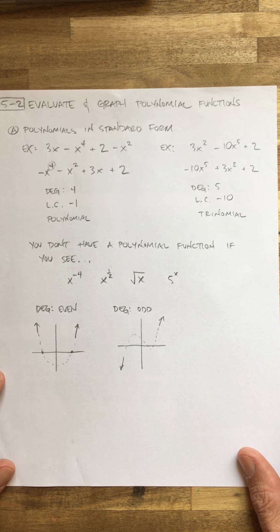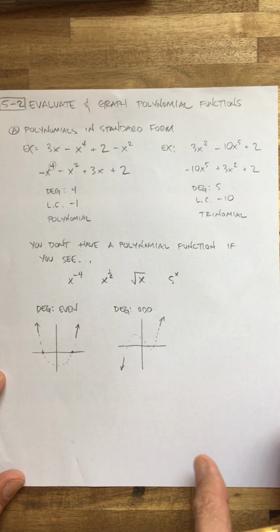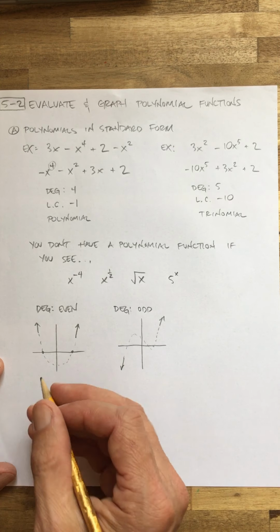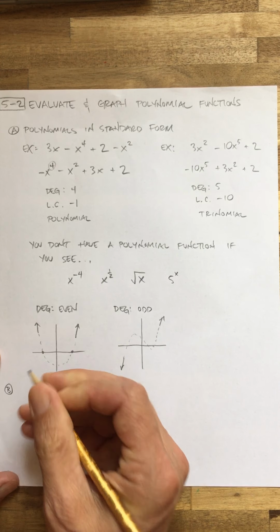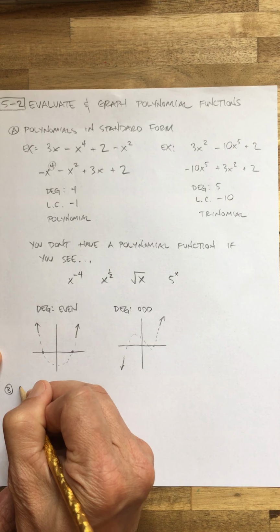What we're going to want to do is make a t-chart with something like this. So there's a couple ways we can do this. So let me give you an example here. So part B, we're going to evaluate by direct substitution.